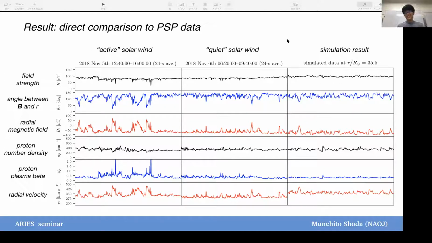Oh, sorry. What I'm showing here is a little bit different simulation. What I showed in the previous slide is the simulation of the fast solar wind. But because Parker Solar Probe actually observed the slow solar wind, we did a different simulation that is focusing on the slow solar wind. I'm very sorry for this confusing presentation. This is a different simulation result, but with a similar setting.